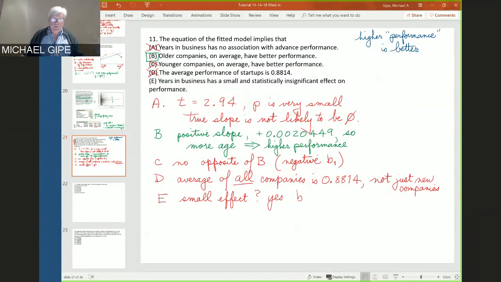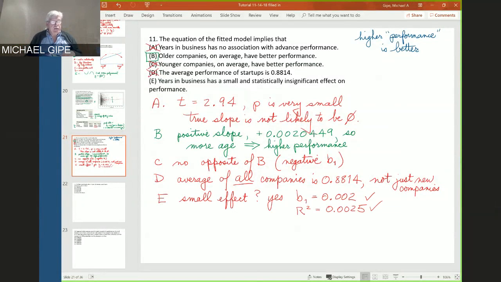We see that B1 is equal to 0.002 approximately. That says if we double the number of years of the company, we only increase the performance by 0.002 more. So that's a small effect. R squared is 0.0025. So it says that the years in business only explains about 0.25% of the variation in performance. That's pretty small.